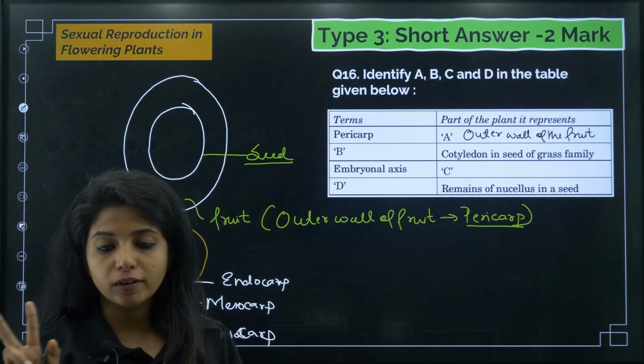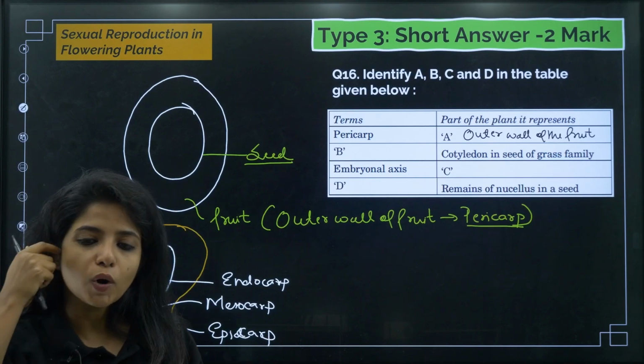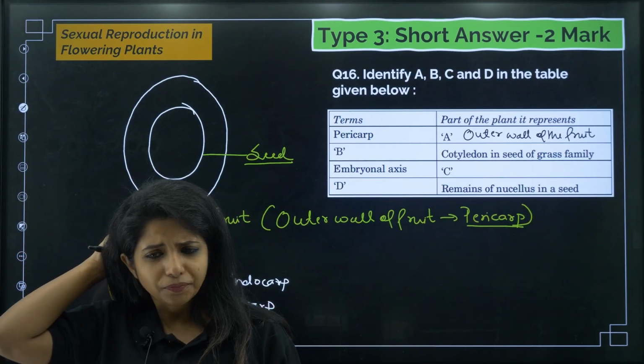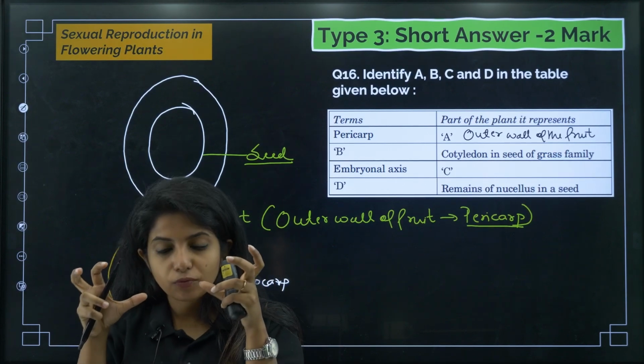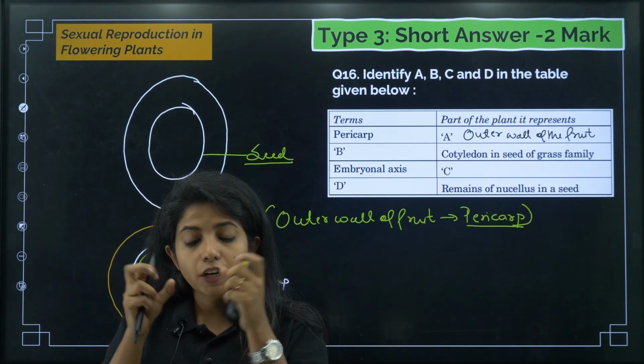They do not have two cotyledons. They just have one cotyledon. What is a cotyledon, children? Basically, in the case of plants, they have cotyledons which will be providing nourishment to the embryo.